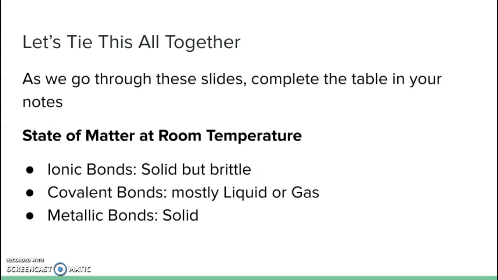Our states of matter at room temperature. Ionic bonds tend to be solid but brittle. Covalent bonds are mostly gas or liquid, and our metallic bonds tend to be solid except for mercury, which we know is liquid at room temperature. Mercury is the only exception. All the other metallic bonds are solids.